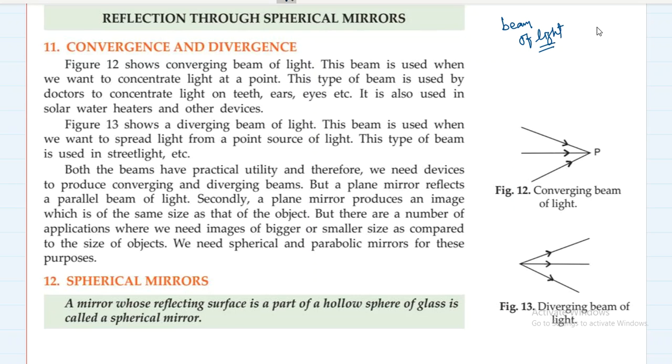There were three kinds of beams. A beam is, you can say, a bunch of light rays together. The first type of beam was parallel rays of light forming a beam. Second was a converging beam of light, which looked like this. And the third was a diverging beam of light, which looked like this.